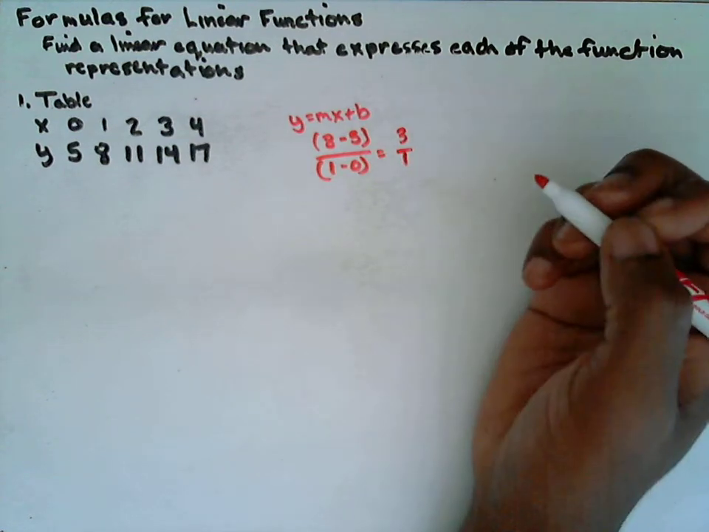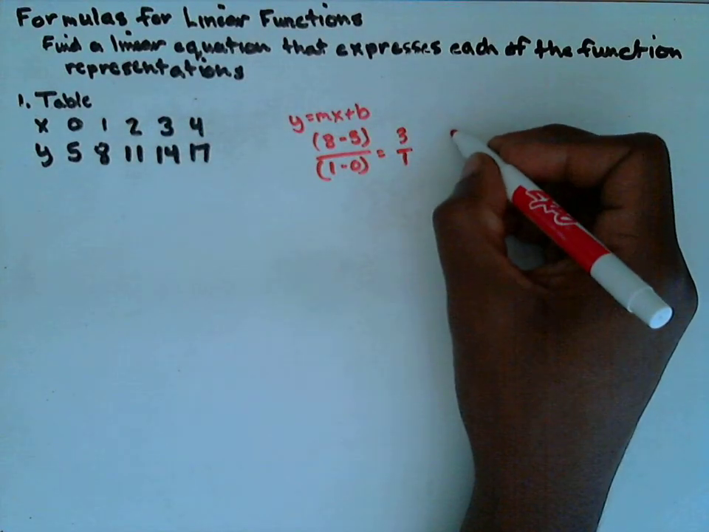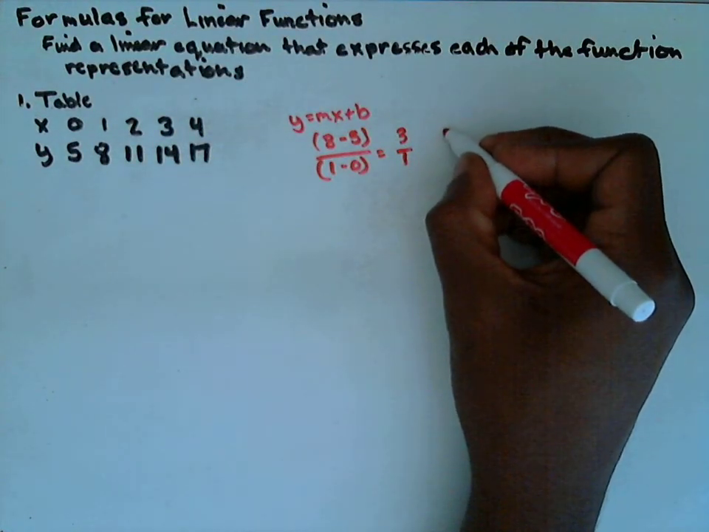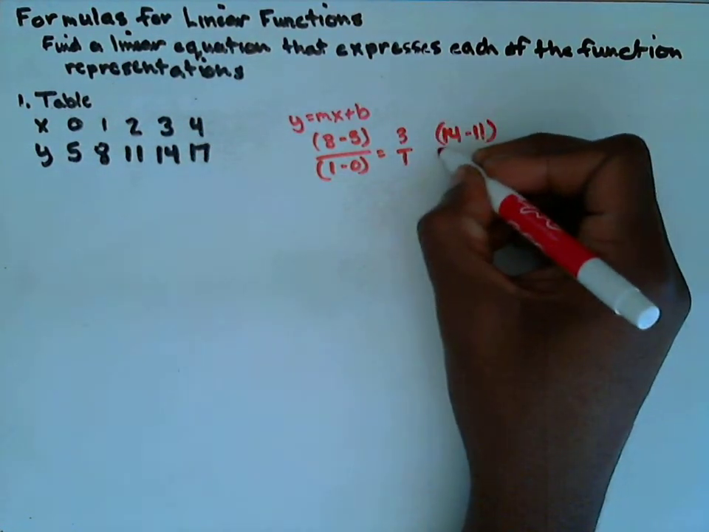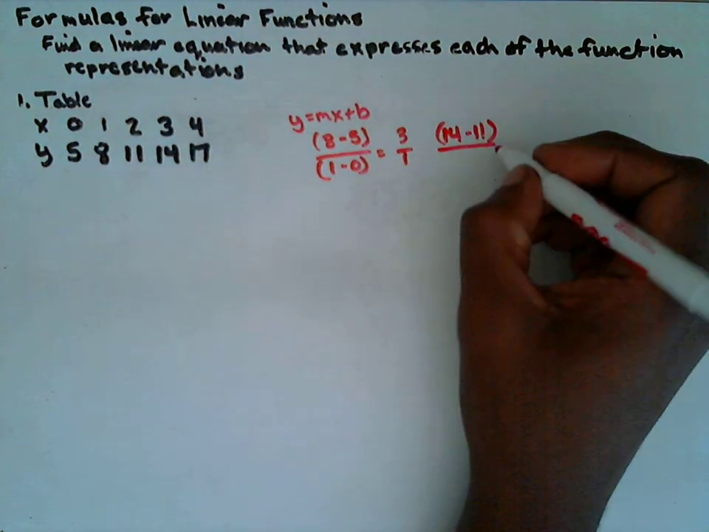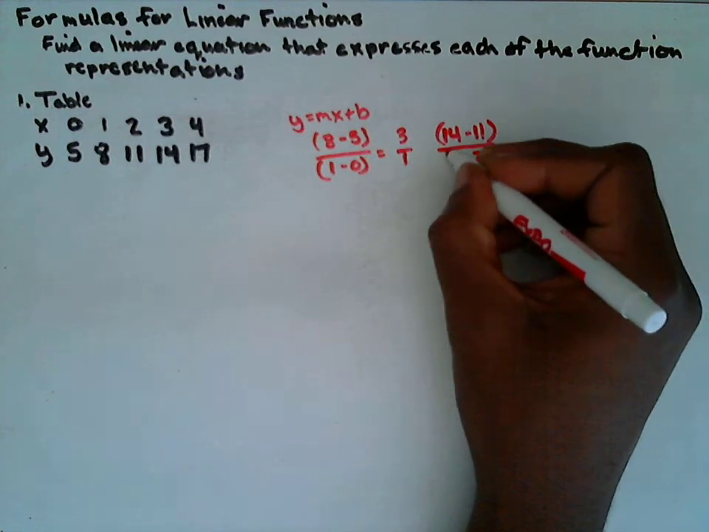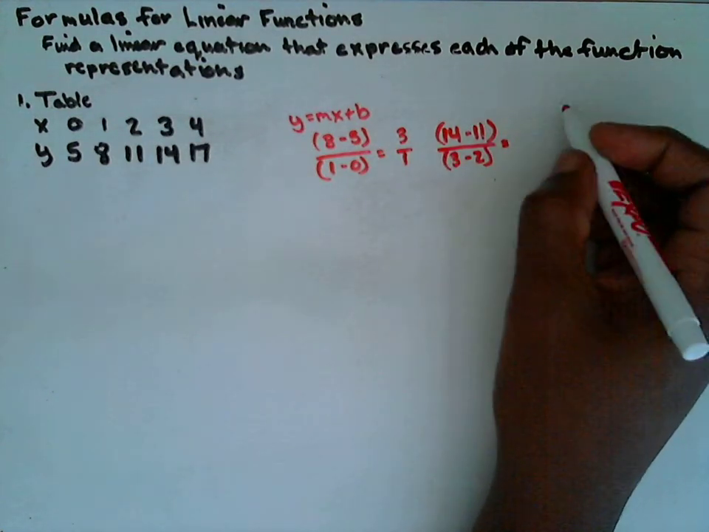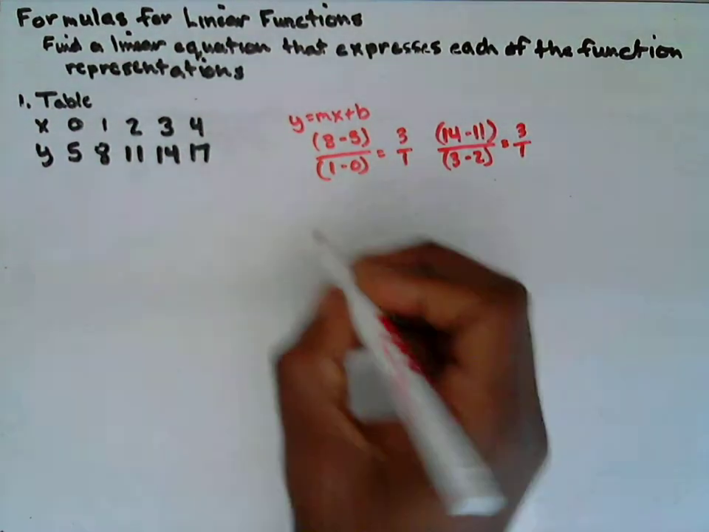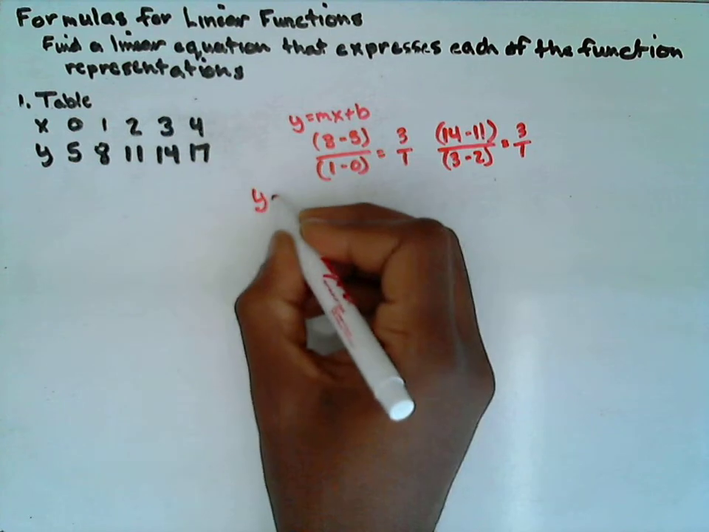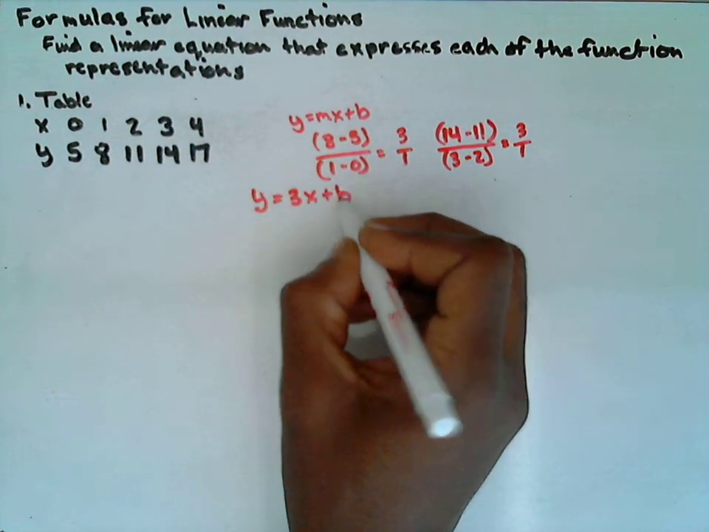Now just to make sure, we can put in some other values to make sure we get the same thing. So we can go to the next couple points. We can go 14 minus 11, which is our rise, over our run, 3 minus 2. And when we calculate that out, we get 3 over 1 as well. So we know that our m is 3. So now we have y equals 3x plus b.